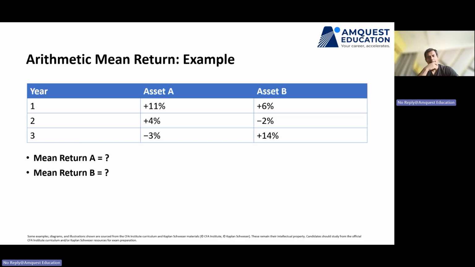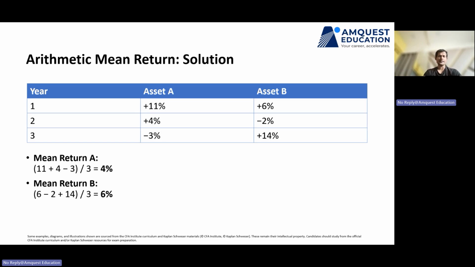11 plus 4 minus 3, how much is that? Okay, so what's the answer, guys? A's return is average 4%, 11 plus 4 minus 3, and B's average is 6%. Simple. Now this is simple arithmetic mean. Clear? This is not rocket science, fairly straightforward. Just to make you understand, if I want to find the arithmetic mean, I need to look at the total of this. Any question with this one? This is fairly easy for everyone.